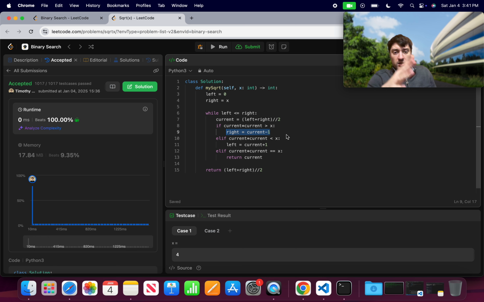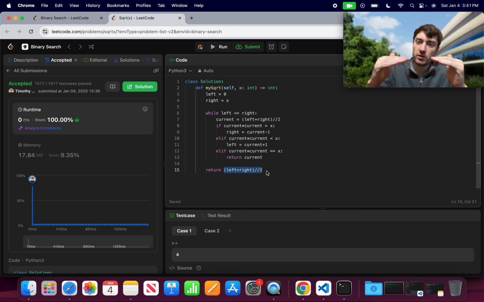So right is 3, left is 4. We don't do this. Right is 3, left is 4. So we return 3, which gives 9, the closest whole number that we could have arrived at.